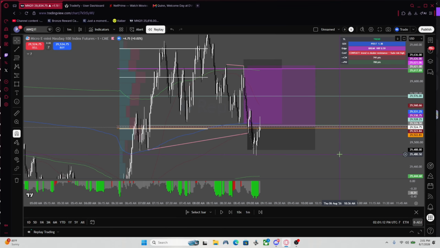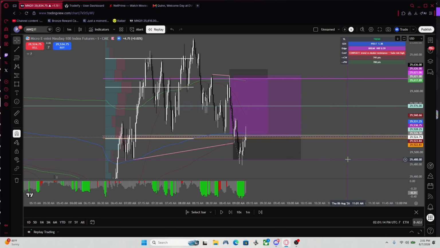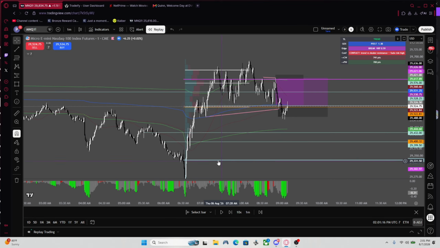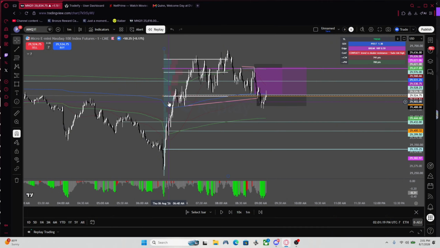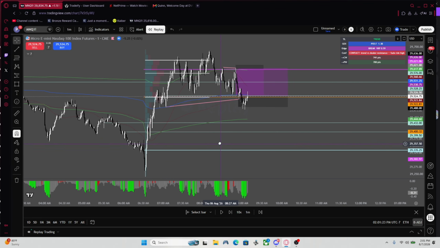Let's get into the trade of the day for today. Today was honestly a hard trading day. It was a rough trading day. It was, for the most part, choppy. We're going to get into it, though.